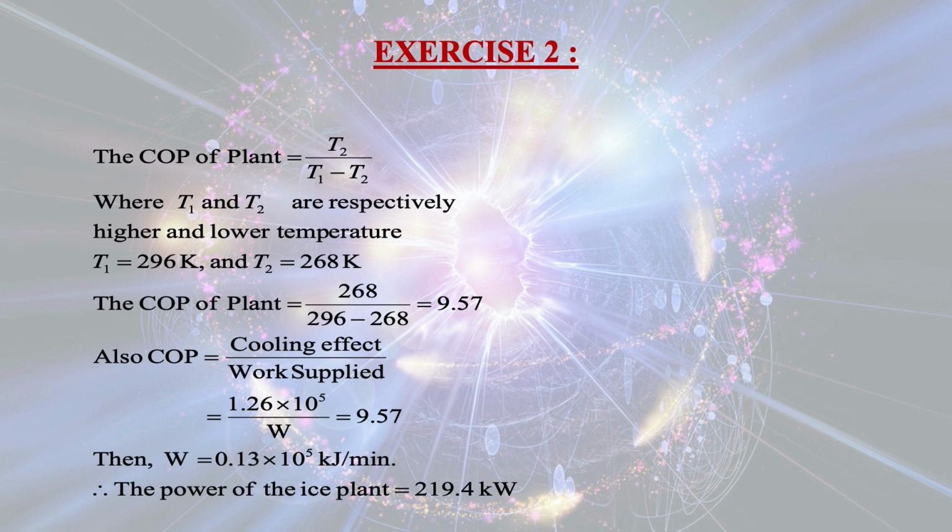9.57, and also COP is defined as cooling effect divided by work supplied. So cooling effect that you have already calculated. So there is COP, you already know, that is 9.57. So the work supplied W is equal to 0.13 into 10 to the power 5 kJ per minute. So power of the ice plant is equal to 219.4 kilowatt.